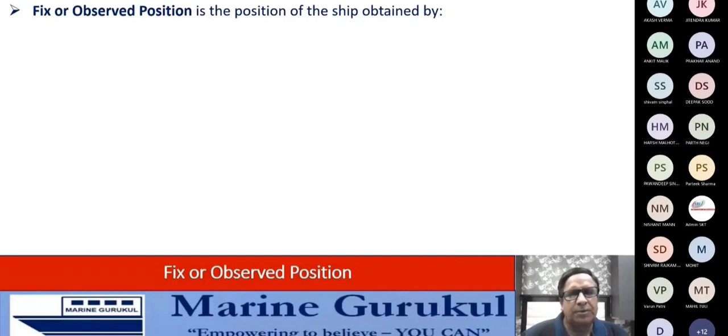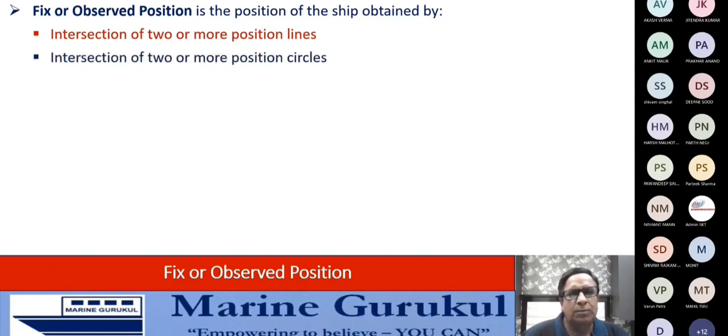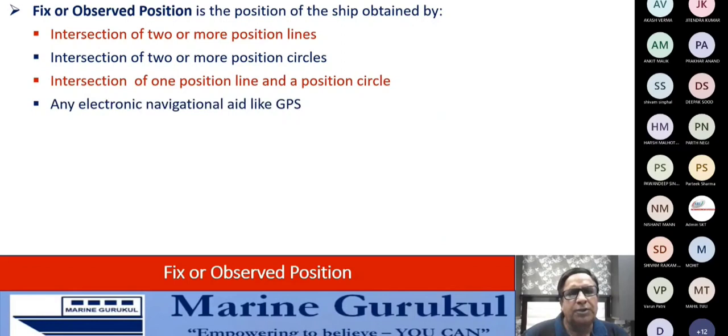A fix is the position of a ship that is obtained by intersection of two or more position lines, intersection of two or more position circles, or intersection of one position line and one position circle. I'm sure you would have watched the earlier videos on position lines and position circles and would by now be comfortable with the concept of PLs and PCs. Or a position that is obtained by a reliable electronic navigational aid like GPS, which may provide the position in its coordinates of latitude and longitude.